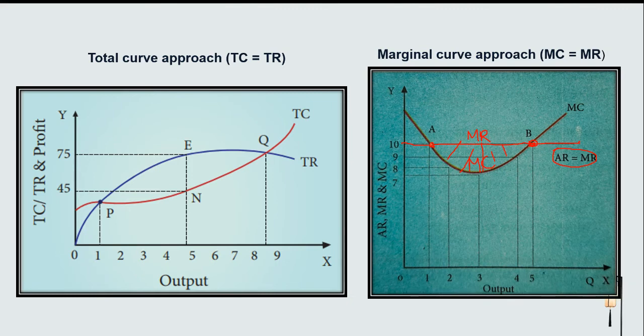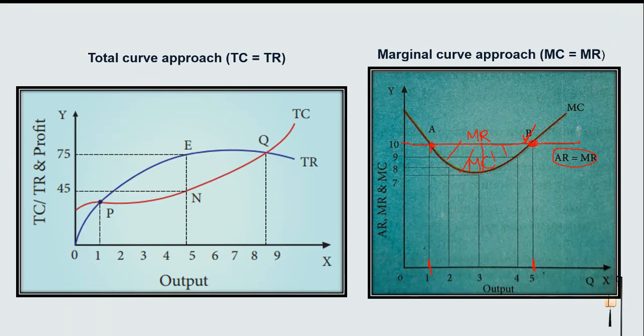Okay? But at A, he is producing only 1 product, whereas at B, he is producing 5 products. So he will select this point B. The entrepreneur or the producer will select this point B. Okay? The next one, MC cuts MR. So one condition is proved here: MC is equal to MR.